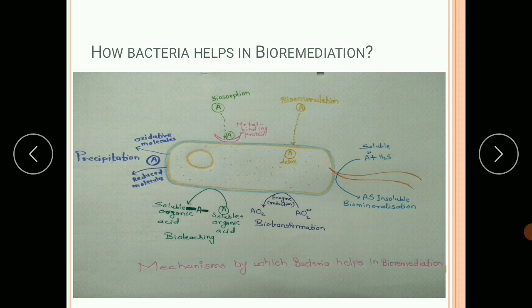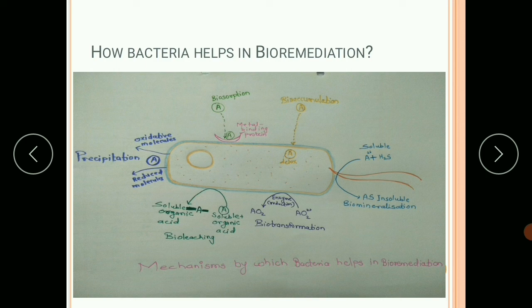Now, how do bacteria help in bioremediation? There should be some mechanism, right, to remediate these pollutants. So now let's see. This is our bacteria. Okay, let's just consider this is our bacteria with the flagellum. Let's consider this A as any heavy metal. This pink color represents a metal binding protein. This heavy metal will bind to this metal binding protein receptor, and this mechanism is called biosorption.